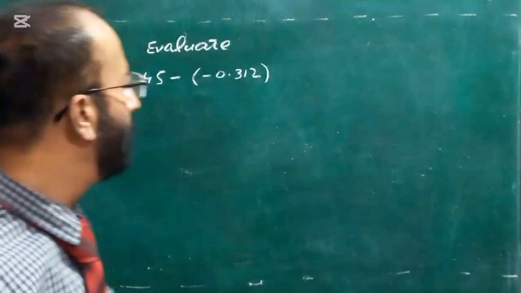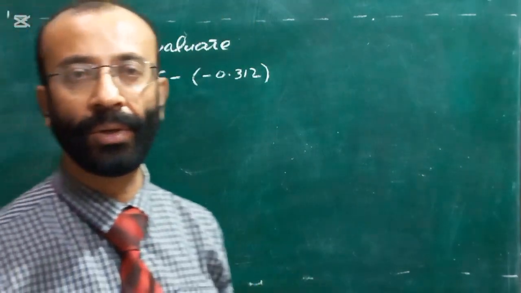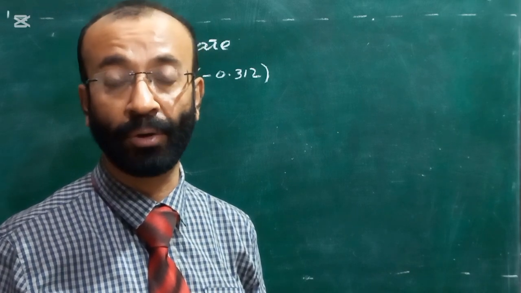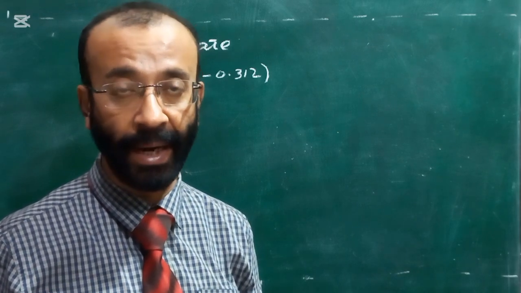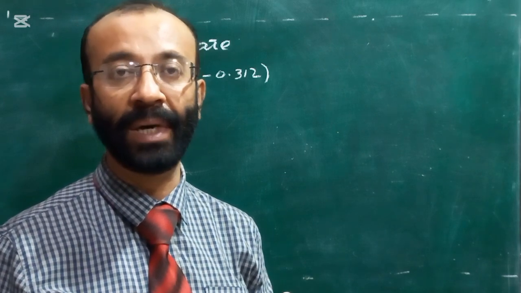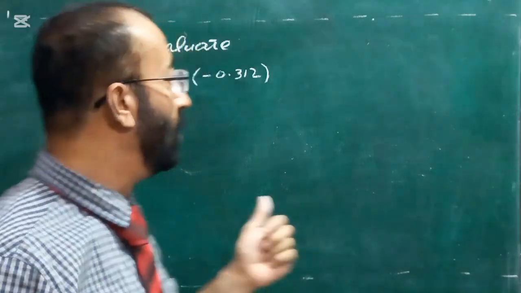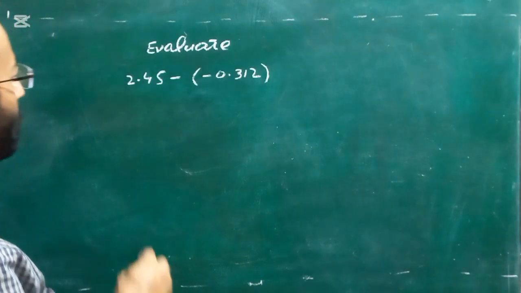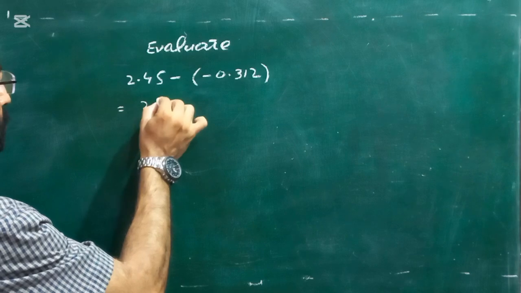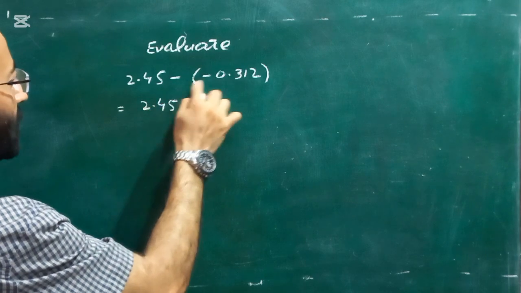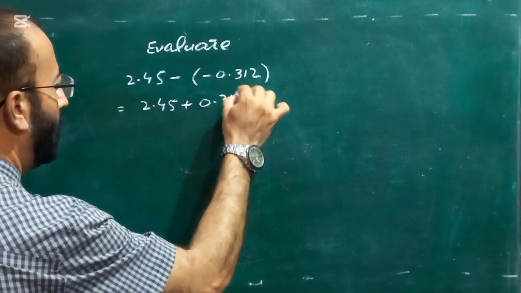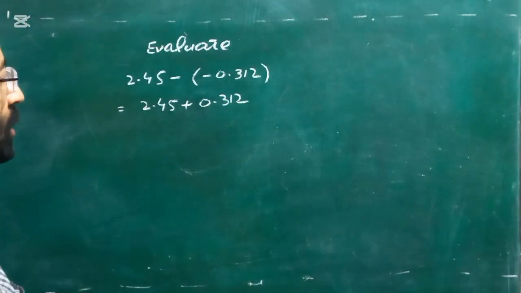Here is another type of question from this topic. In paper number 1, mathematics, there come some questions in which we have to add, subtract, multiply or divide decimal numbers manually. Look, now we are going to solve. Because these are decimal numbers, in the next step this 2.45 and the minus minus sign will become positive, and 0.312 is here. So now these two decimal numbers are going to be added.